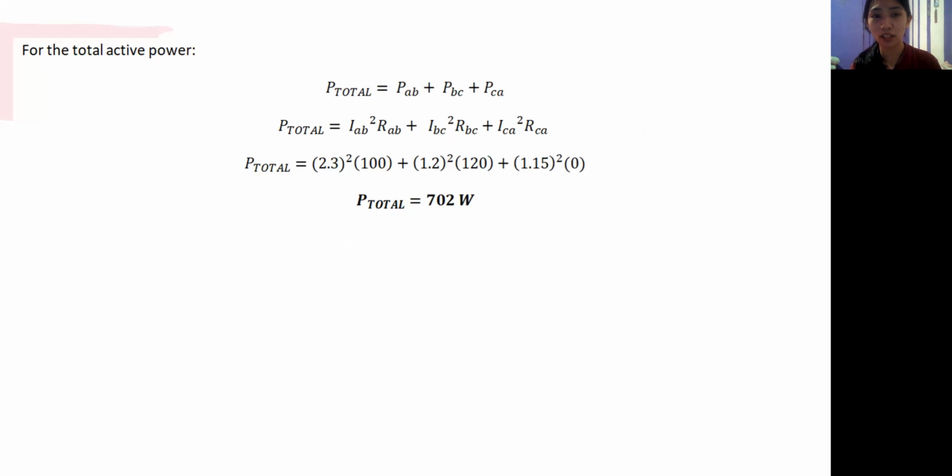Upon calculating the total power, we get a total power of 702 watts. So that would be the answer.